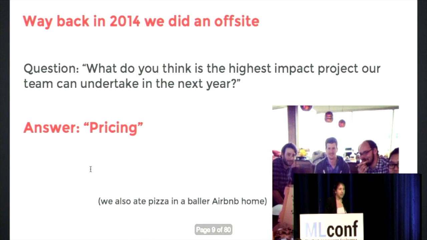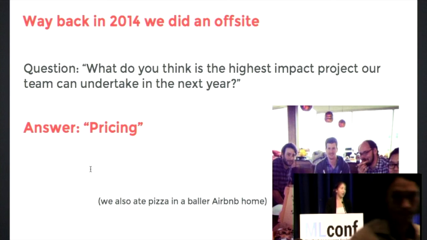So the start of the series of improvements that led to our current state was back in 2014, not that long ago, but a couple years ago, where I was leading the marketplace data science team, and we were planning for the year. And we were thinking about, over this next year, what's the highest impact project that we can work on to drive revenue for our company and also to help our hosts? And our answer was pricing. You know, we knew that our current model had room for improvement, and this was something we could work on.